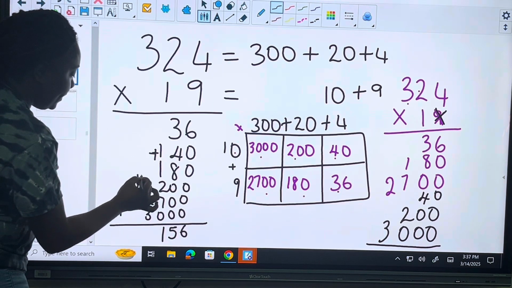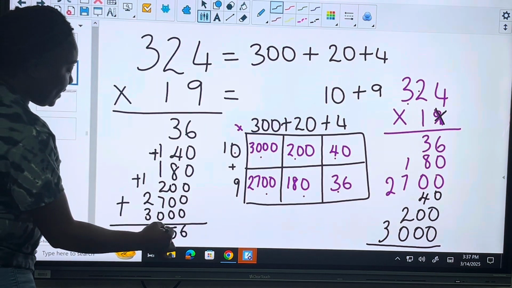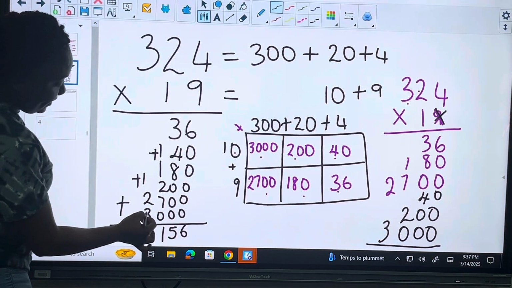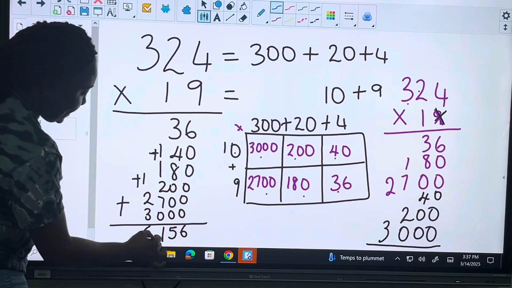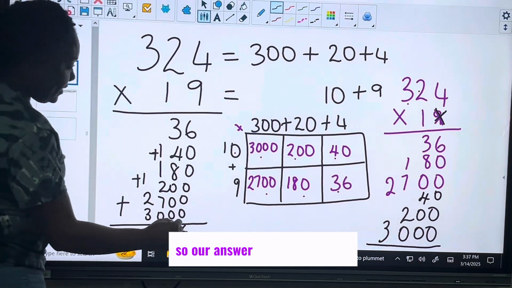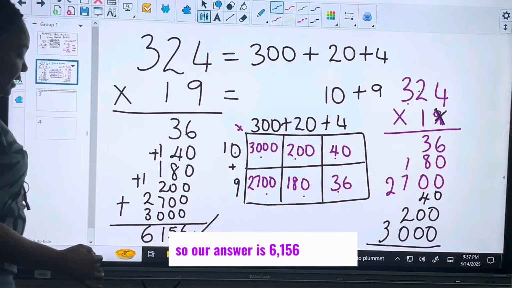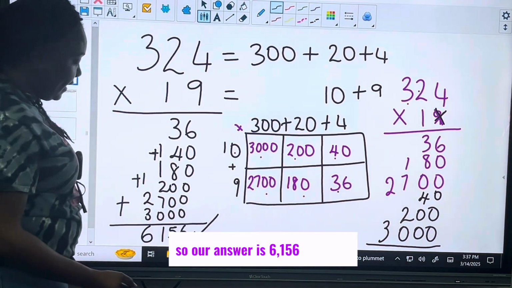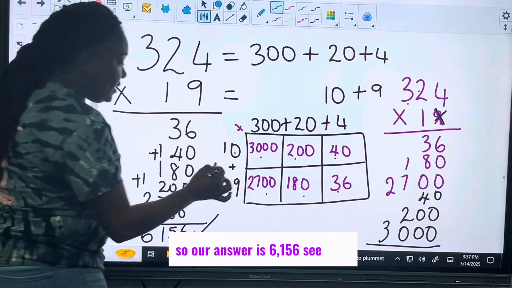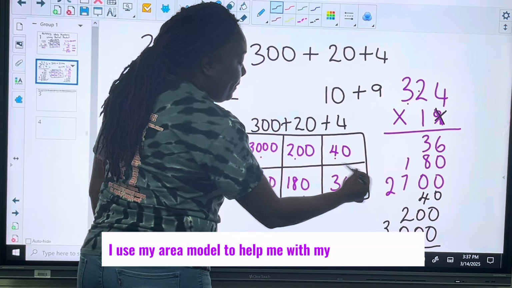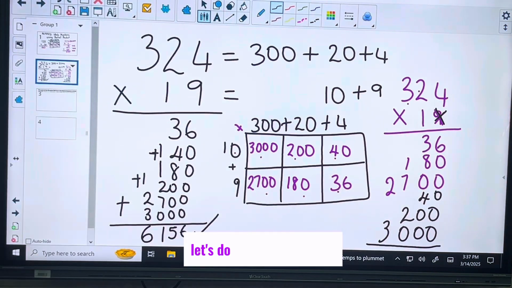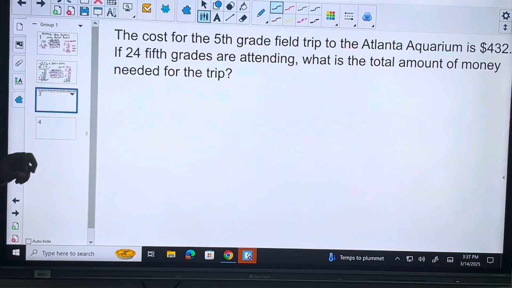I'm going to add a plus 1 because remember, once it's more, we regroup. And then 3 plus 2 is 5, plus 1 is 6. So our answer is 6,156. See guys, I use my area model to help me with my partial product. Let's do one more example.